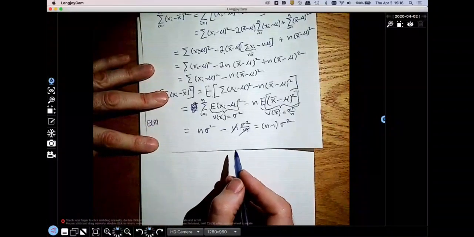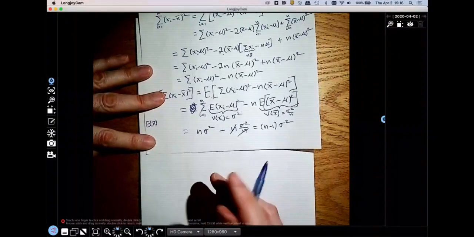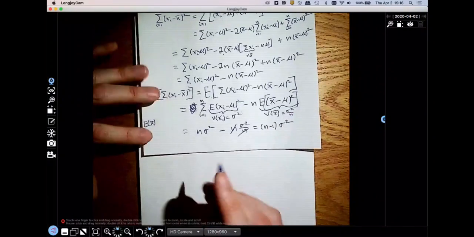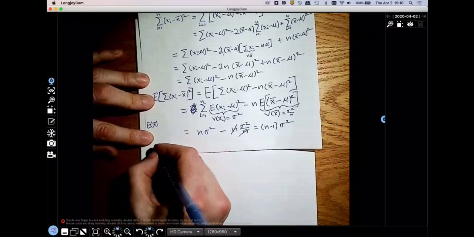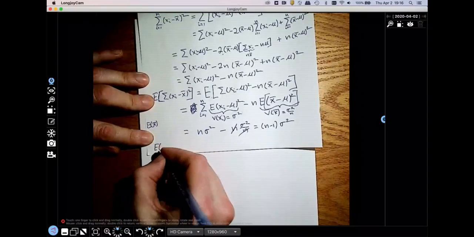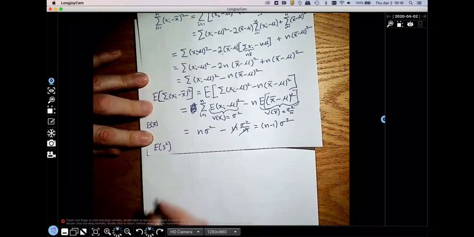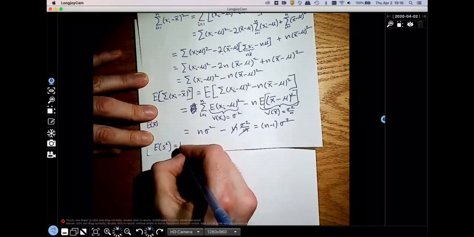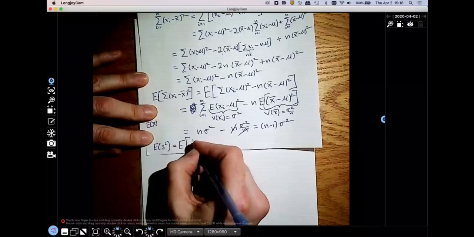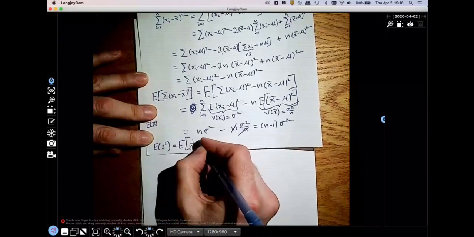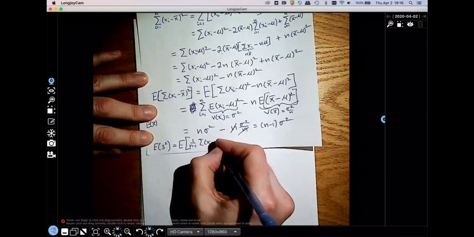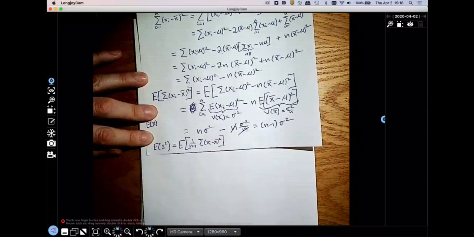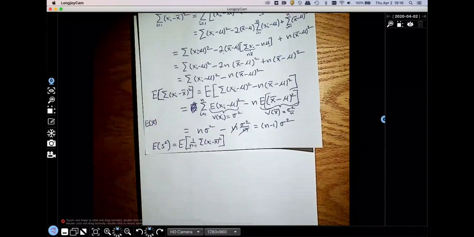Believe it or not, I don't have much space left on this paper, but having done all the work that we've done, this is all the space I'm going to need. So what is the expected value of s squared then? Well, the expected value of s squared is equal to 1 over n minus 1 times the sum of xi minus x bar squared. So there's the definition of s squared.